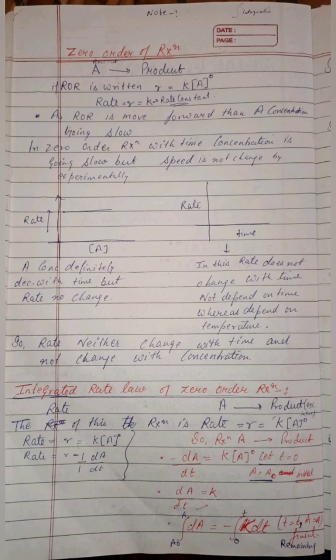So experimentally we have made two graphs. In one graph we are saying the concentration definitely decreases with time, but the rate does not change. So in this one a straight line formation takes place. In the second graph, they are using rate with time. In this, the rate does not change with time, it does not depend on time, whereas it depends on the temperature. So the rate neither changes with time nor with concentration. This is very important. Please write it down in your copies.